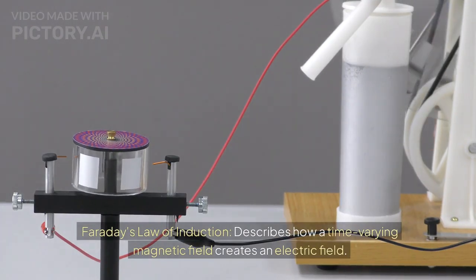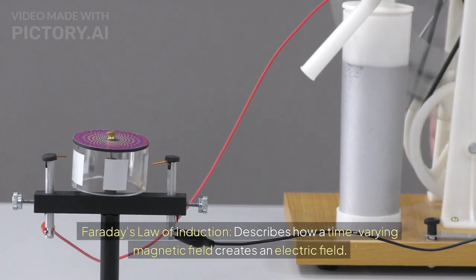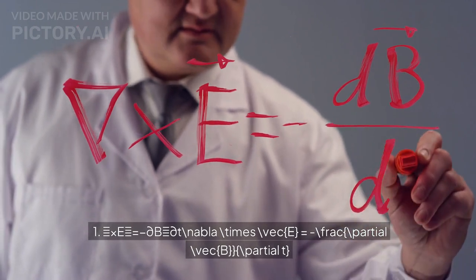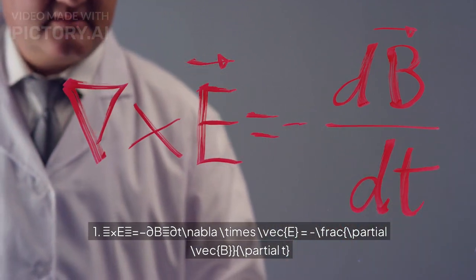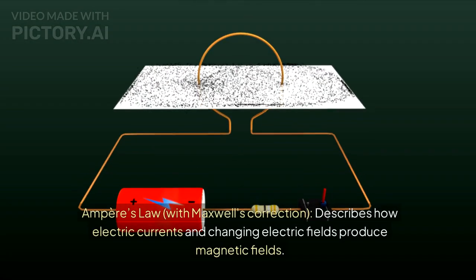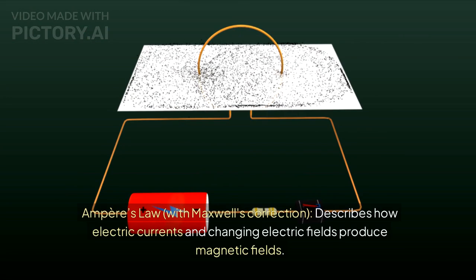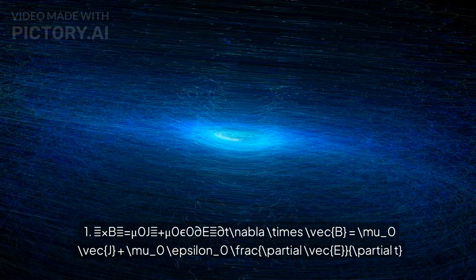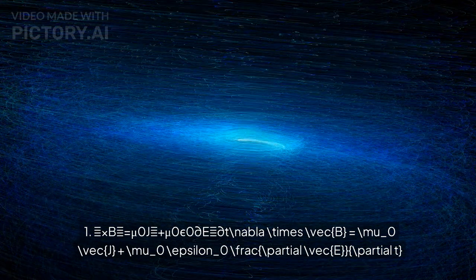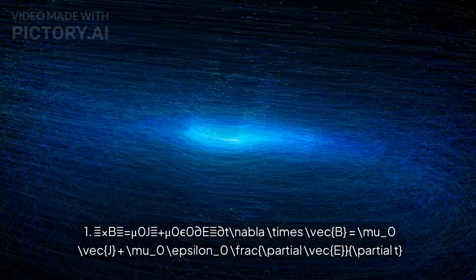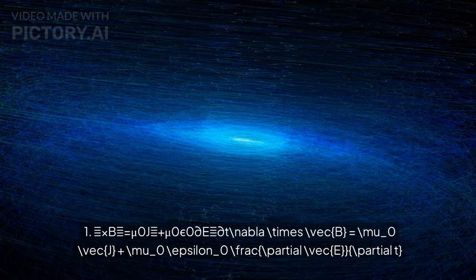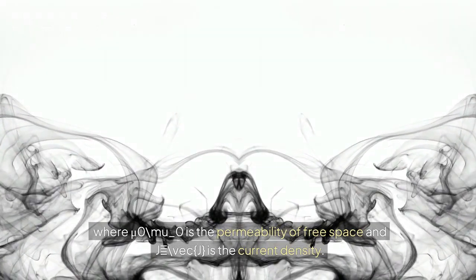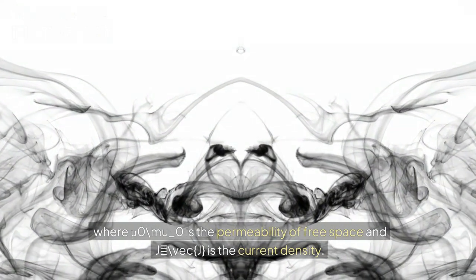3. Faraday's law of induction describes how a time-varying magnetic field creates an electric field: ∇ × E = −∂B/∂t. 4. Ampère's law, with Maxwell's correction, describes how electric currents and changing electric fields produce magnetic fields: ∇ × B = μ0 J + μ0 ε0 ∂E/∂t, where μ0 is the permeability of free space and J is the current density.